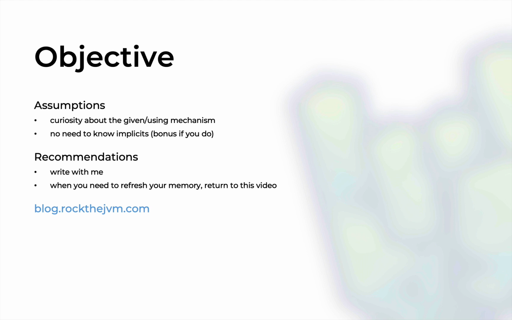Now, unlike other posts and videos on this topic that you will find on the web, this video and the accompanying article is also approachable for beginners. So all I need from you is simple curiosity about this new given and using mechanism here in Scala 3. Now, this pair is often compared with implicits, which are themselves really powerful and hard to learn if you're just starting out. But here in this video, I'll make no such references or assumptions. But it's a bonus if you do know how implicits work.